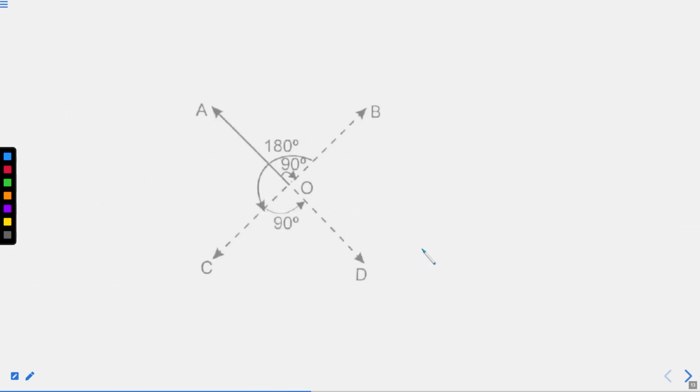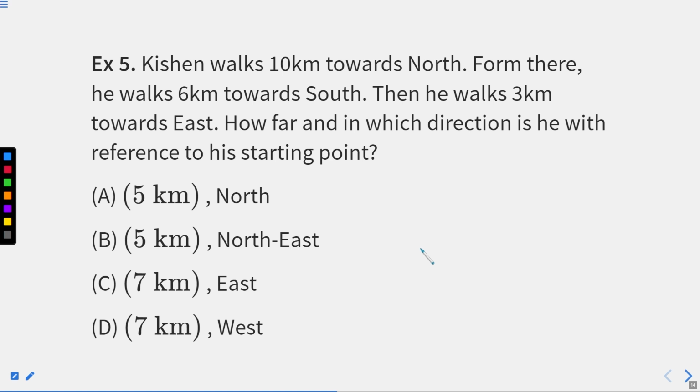Now, we'll move to the next question dealing with similar kinds of problems. Question number 5 says, Kishan walked 10 kilometers towards south. From there, he walks 6 kilometers towards south and then walked 3 kilometers towards east. How far and in which direction is he with reference to the starting point? You have 4 options, A, B, C and D.